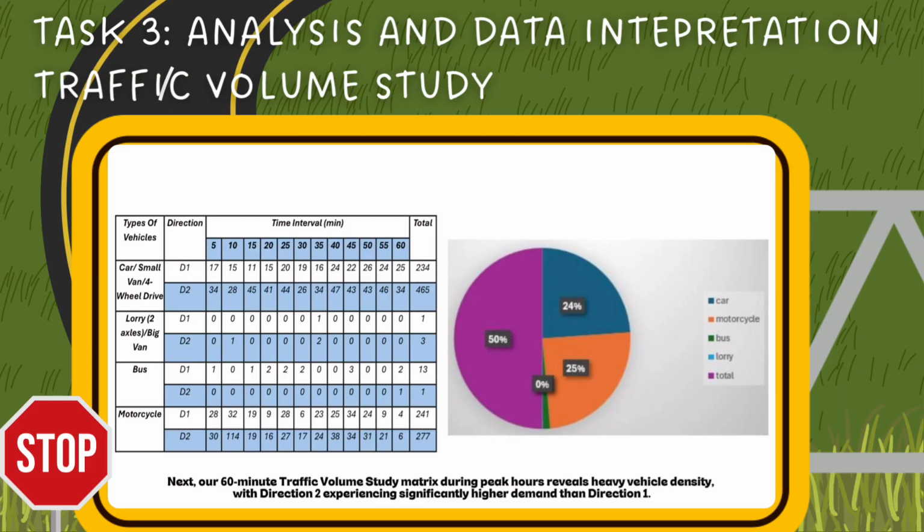Next, our 60-minute traffic volume study matrix during peak hours reveals heavy vehicle density, with Direction 2 experiencing significantly higher demand than Direction 1. According to our pie chart, the composition is heavily dominated by motorcycles at 25% and passenger cars at 24%, meaning small commuter vehicles make up nearly 50% of the entire volume. Synthesizing these datasets confirms that high traffic volume combined with a 30 km per hour operating speed multiplies both conflict probability and crash severity on this curve.